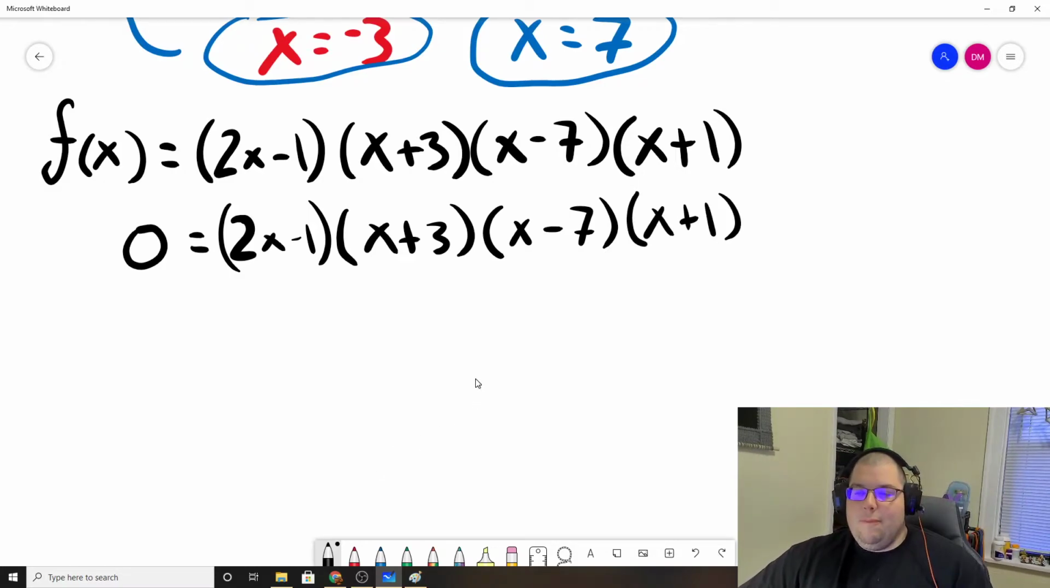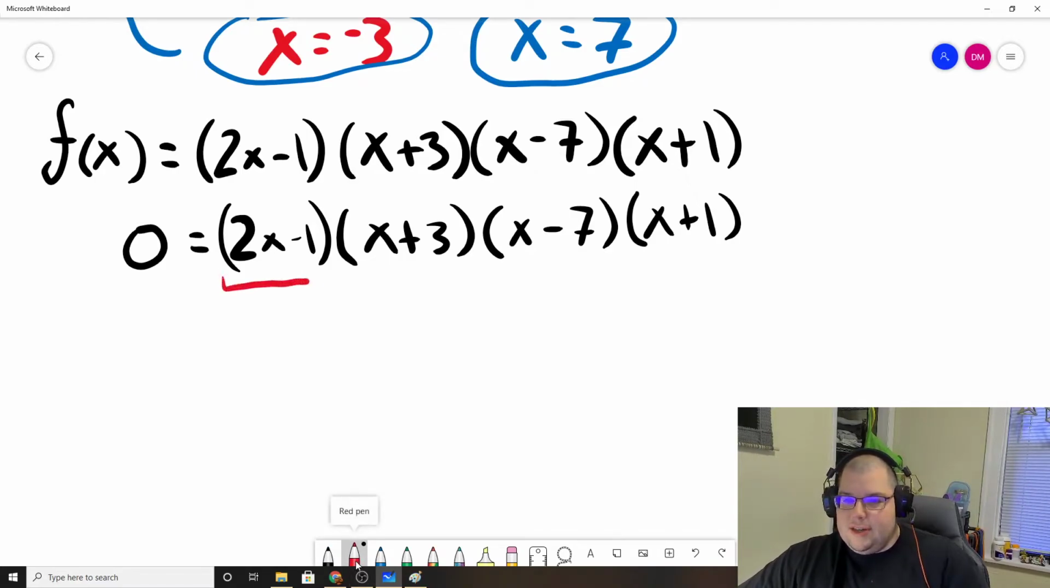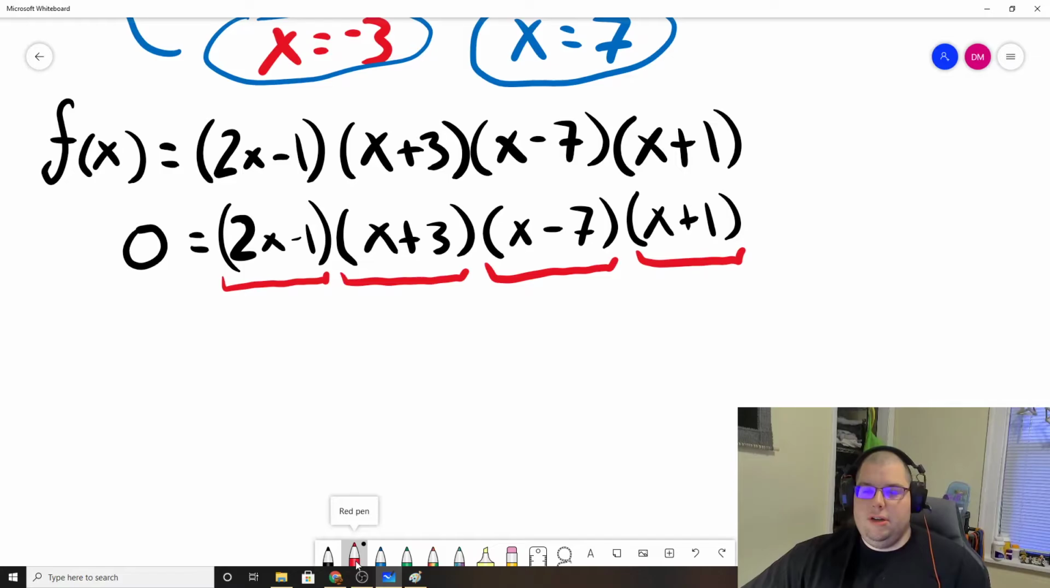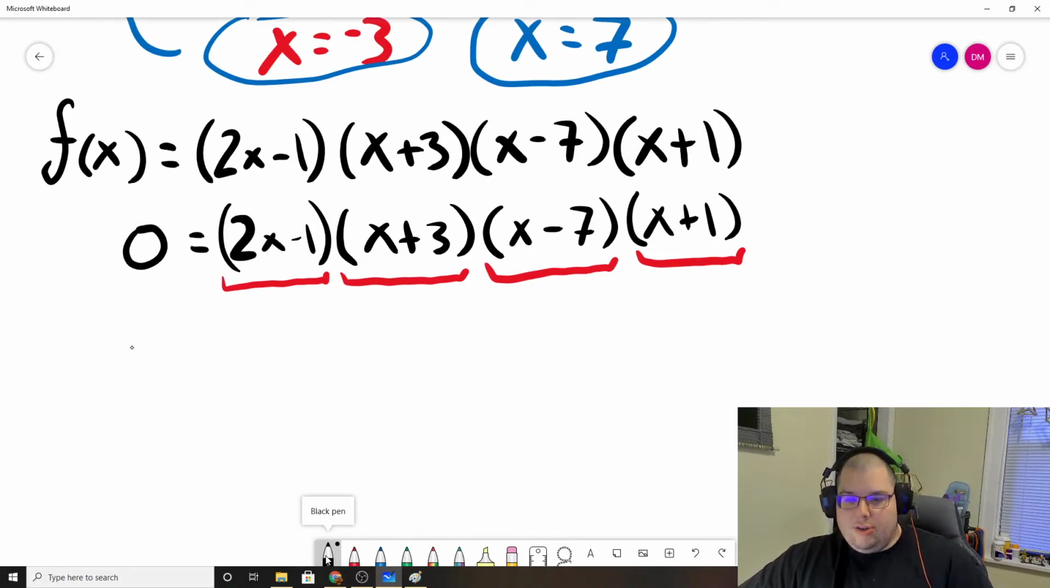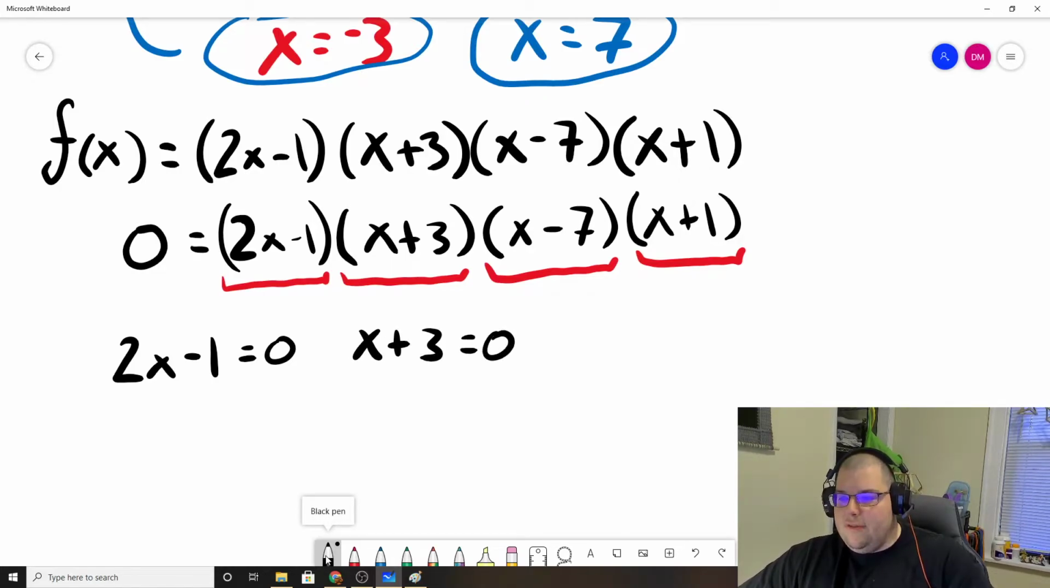And then, because I have a bunch of numbers, for instance, this is one number, and this is another number, and this is a different number, and this is a different number, all multiplying to be equal to 0, I have the zero product property, which means each of those pieces should also be equal to 0. So I set each piece equal to 0, and then I'm going to solve them each to get an answer.